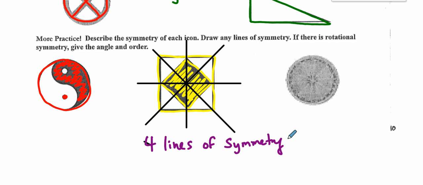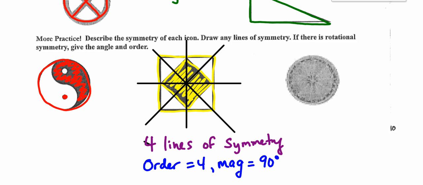And then for the rotational symmetry, we have an order, which is equal to 4, and a magnitude, which would be equal to 90 degrees, because 360 divided by 4 is 90.